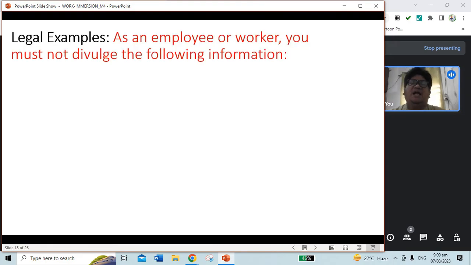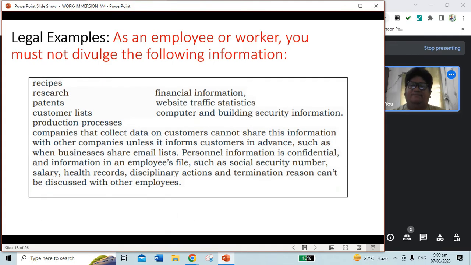So, narito ang mga legal examples tungkol sa confidentiality. As an employee or worker, you must not divulge the following information. So, ano-ano mga information na hindi pwedeng isiwalat sa ibang tao kahit wala ka na sa kumpanyang yon? Ayan. Recipes sa mga nagtatrabaho sa mga restaurants. About research, patents, mga customer list, production process, financial information, website traffic statistics, computer and building security information. So, yan.